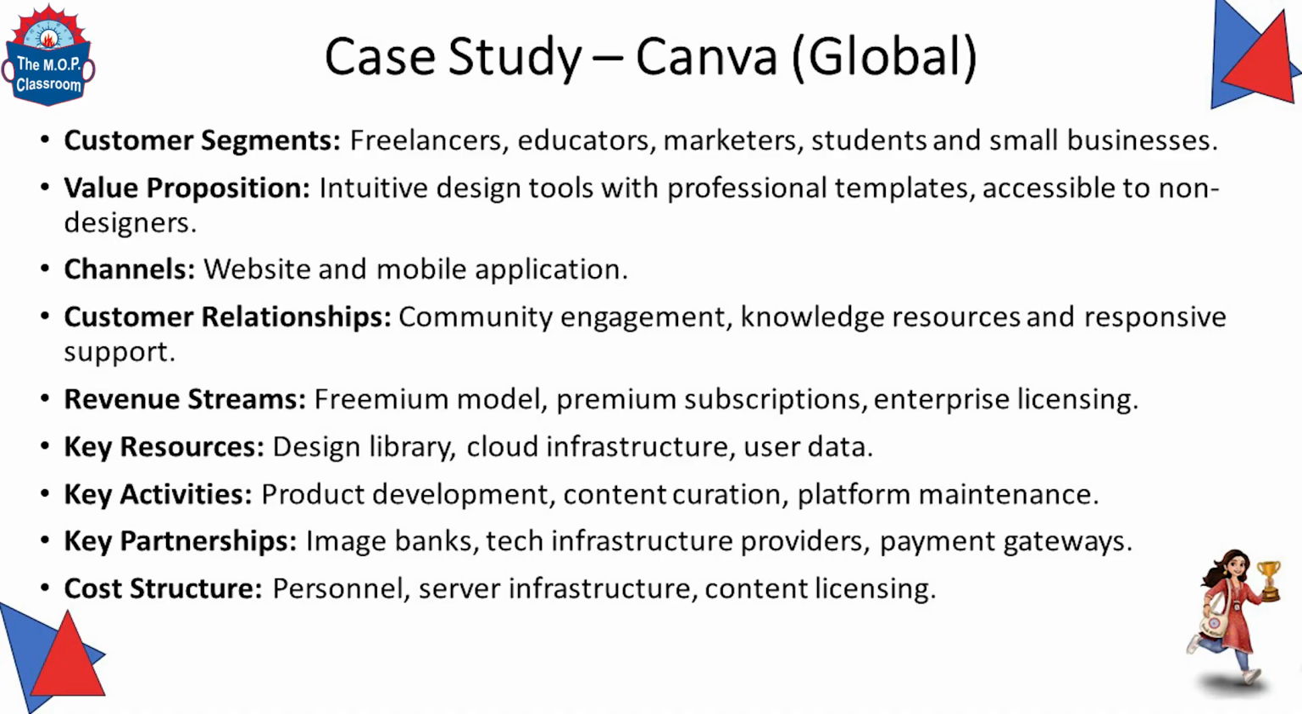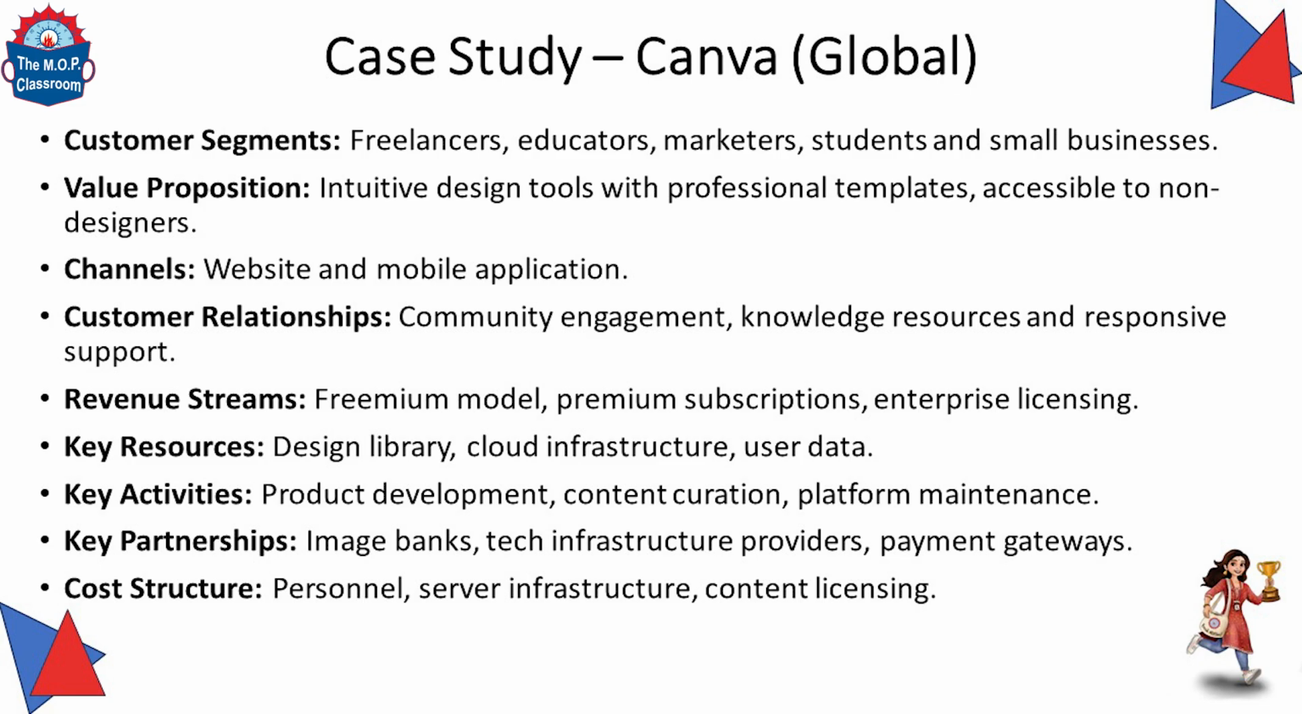So, key resources, what are the key resources? Design library, cloud infrastructure and user data. The design library is one of the wonderful aspects, where you have an ample number of design elements so that you can create. Then what are the key activities they do? Product development, content curation and platform maintenance. About the key partnerships, they have image banks, tech infrastructure providers and payment gateways.